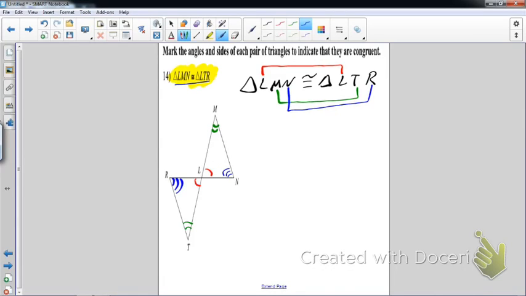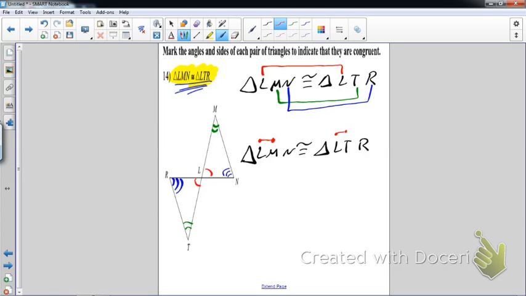Okay, and then remember, when we talk about learning how to map something, we're talking about not only doing the angles, but also doing the sides, okay? So let me go ahead and do the sides. So I have triangle LMN that's congruent to triangle LTR. So now this is a line segment that I'm doing. So I'm going to begin at L, and it's going to go to M, and that is going to be congruent from L to T.